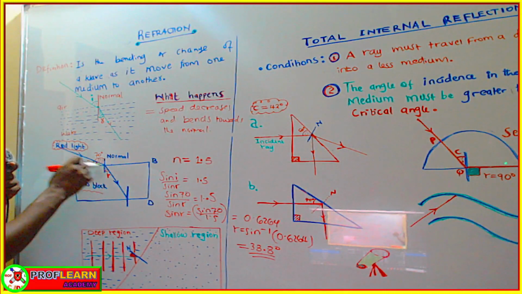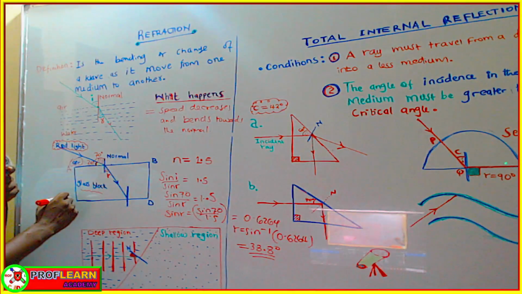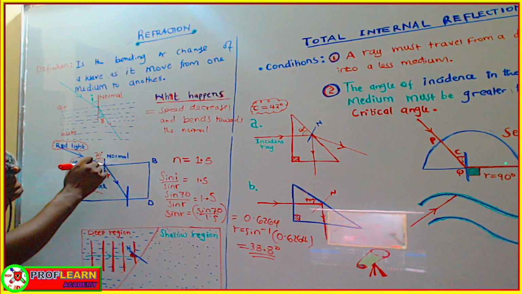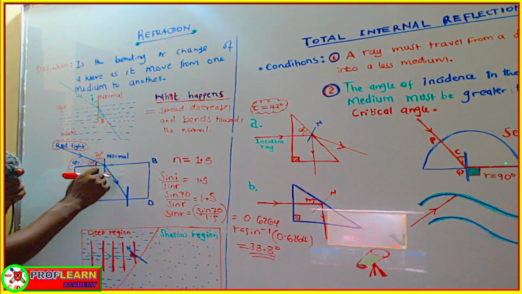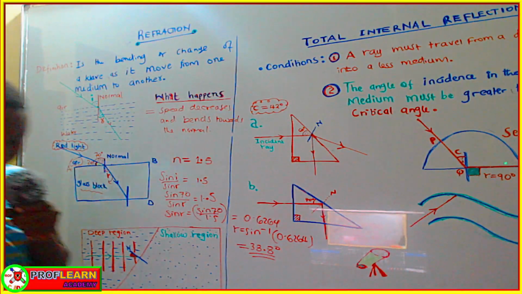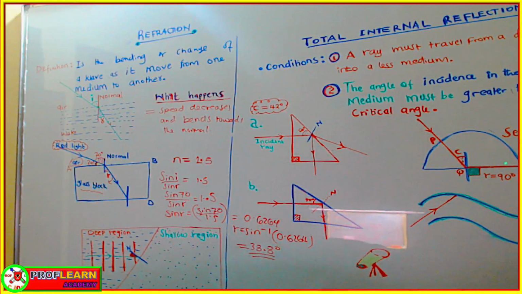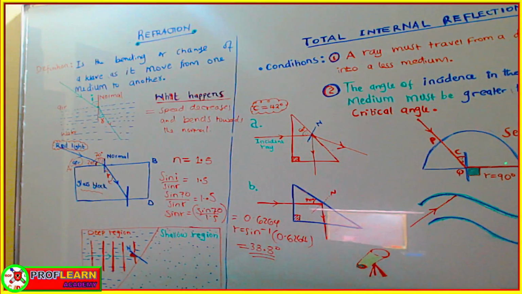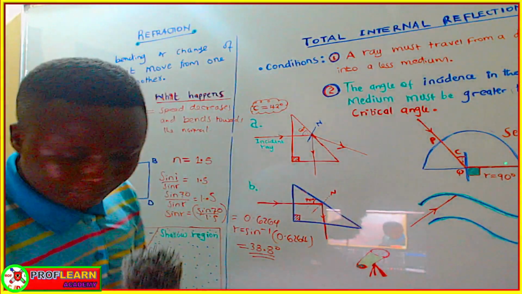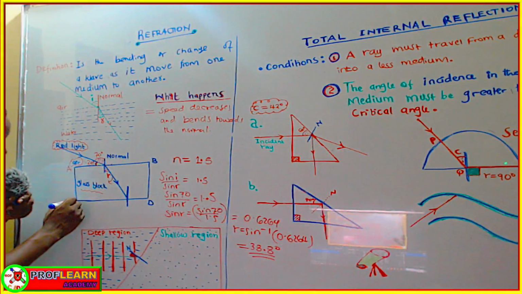The moment this ray was getting into the glass block at this side AB, at the boundary, the ray slowed down, so it had to bend towards the normal. The next question that you may be asked is, how is the ray behaving when it's leaving the glass block? What happens to the ray of light as it's trying to leave the glass block on this surface CD?